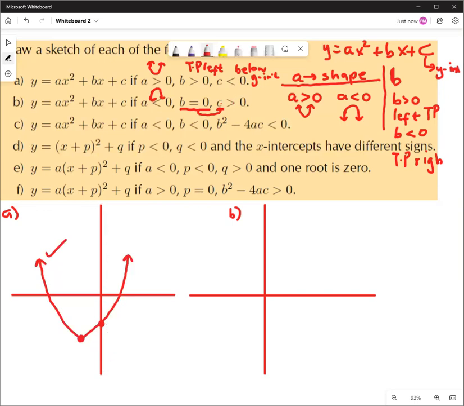And then c is positive. If c is positive, it means above, so your y-intercept will be above. Remember, always start with c. And then the graph is also going to turn there and we're going down. So your graph will look something like this. That's how your parabola is going to look. And that's it for A and B. Now let's go to C.